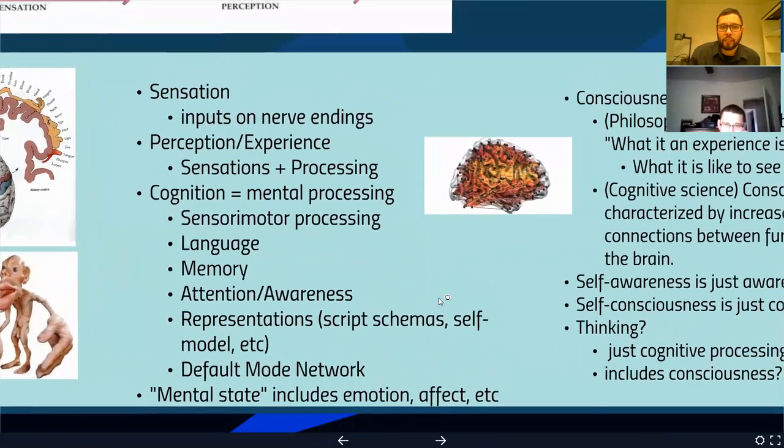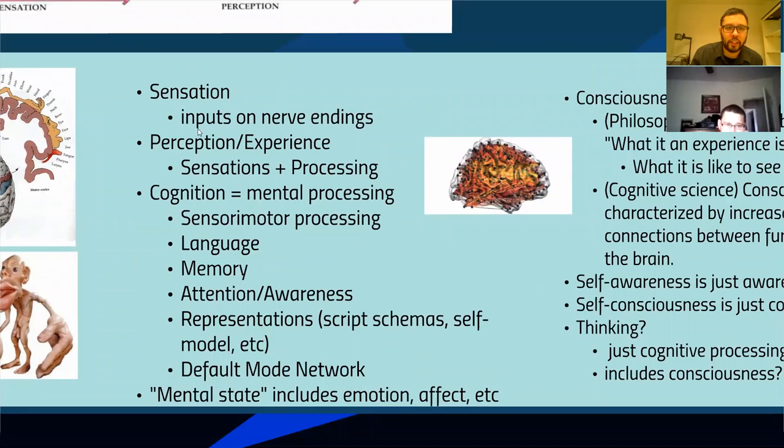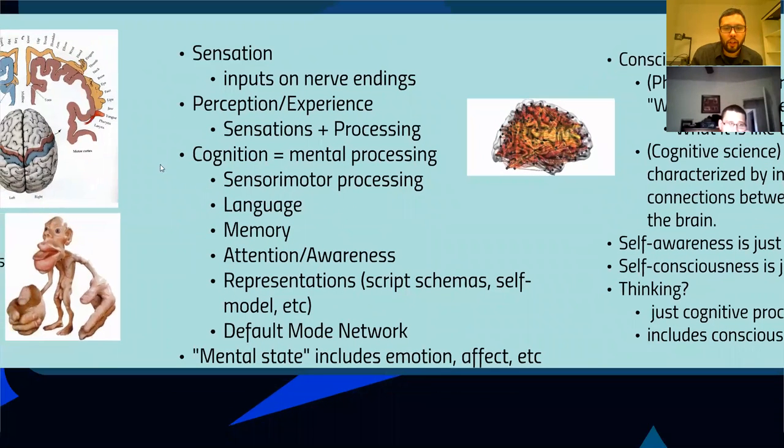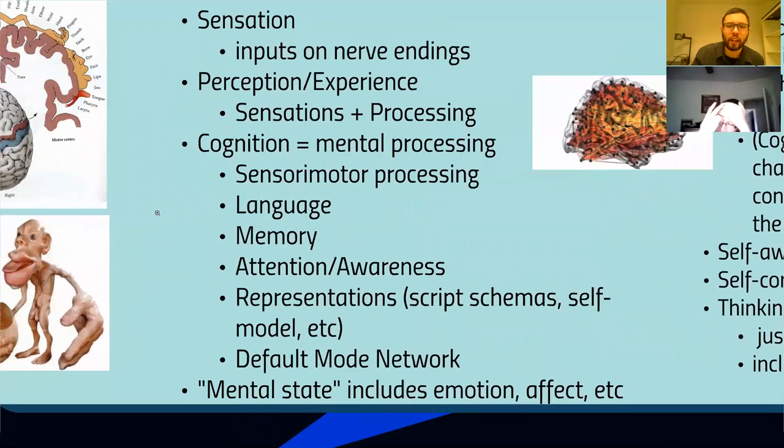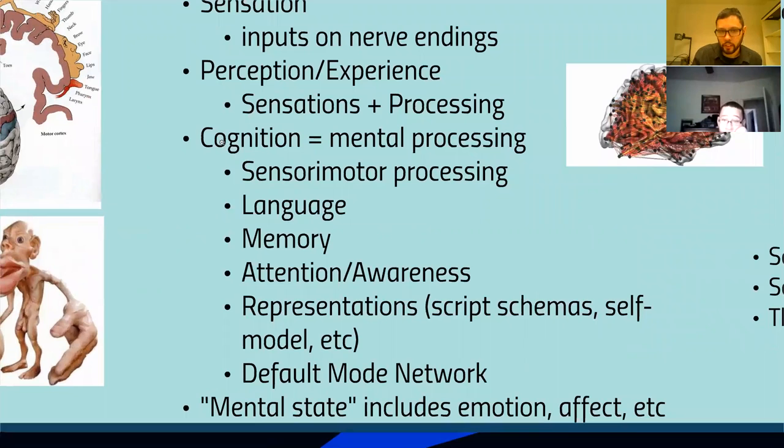What kind of processing can I do? Well, so sensation, perception, experience. Usually when scientists talk about mental processing, they use the word cognition. So cognition, or cognitive science, is any kind of high-level processing done by the mind or by the brain. You can think, for instance, about sensory motor processing.